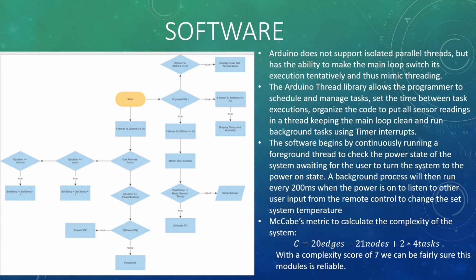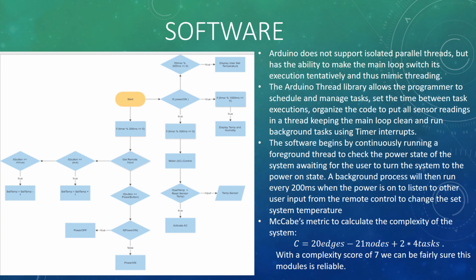The software begins by continuously running a foreground thread to check the power state of the system while waiting for the user to turn the system to the power on state. A background process will then run every 200 microseconds when the power is on to listen to other user input from the remote control to change the system temperature.